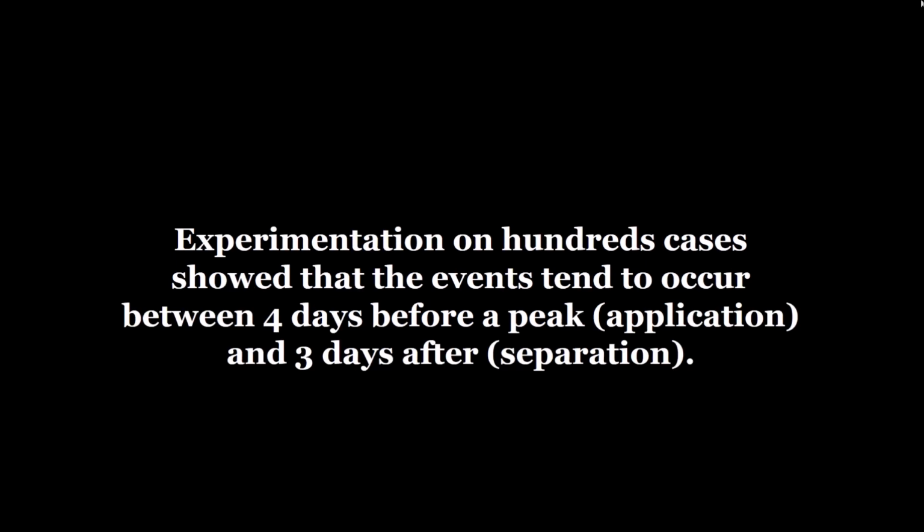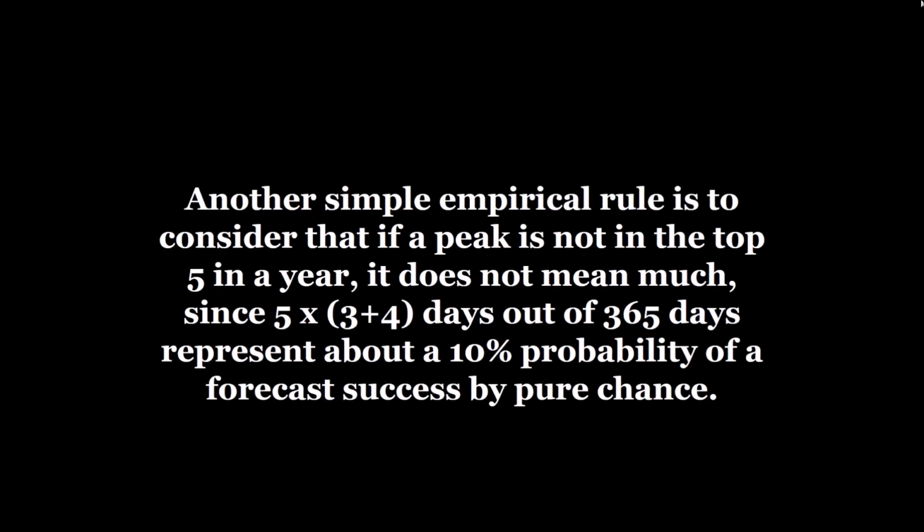Experimentation on hundreds of cases showed that the events tend to occur between 4 days before a peak in application and 3 days after in separation. Another simple empirical rule is to consider that if a peak is not in the top 5 in a year, it doesn't mean much, since 5 times 3 plus 4 days out of 365 days represent about a 10% probability of a forecast success by pure chance.